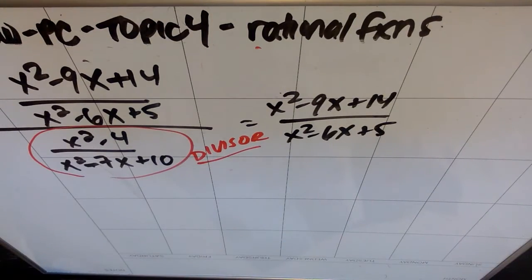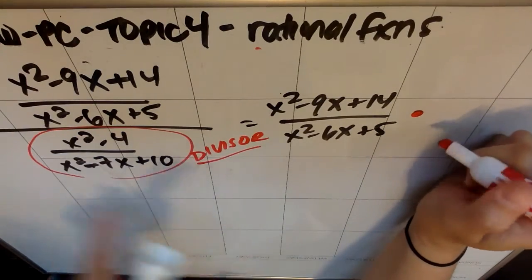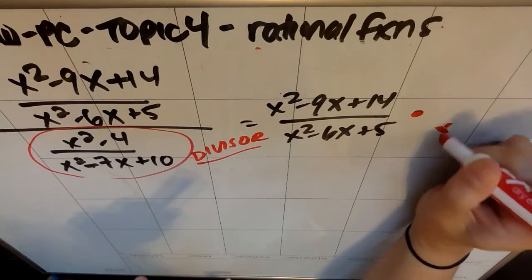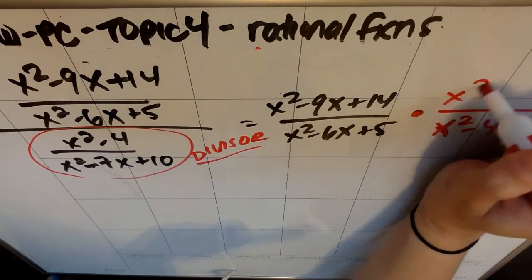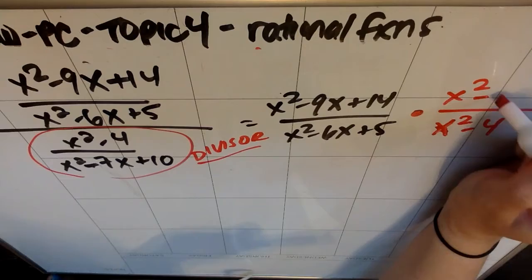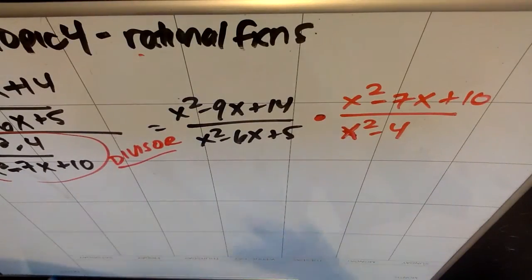But then I'm going to flip this divisor and make it multiplication, which means that the x squared minus 4, which was on the top of that rational function, will now be on the bottom. Sorry, I think I said 4x a second ago, but you get the gist. And the x squared minus 7x plus 10 will end up on the top, right? So this is where I'm at now with multiplication.